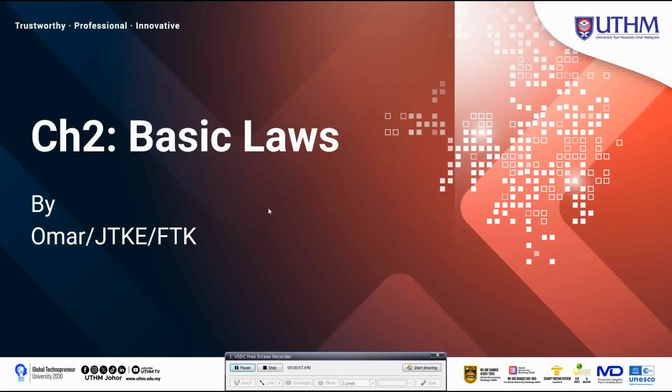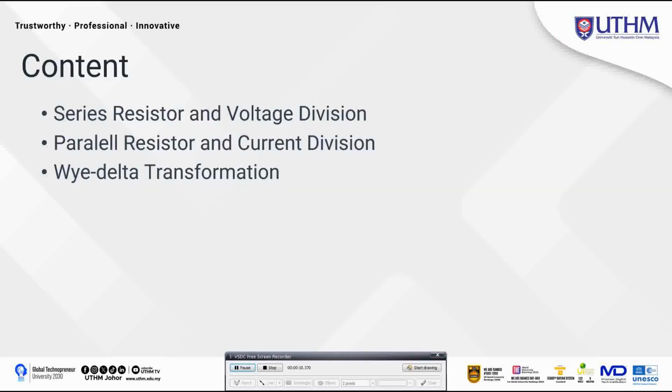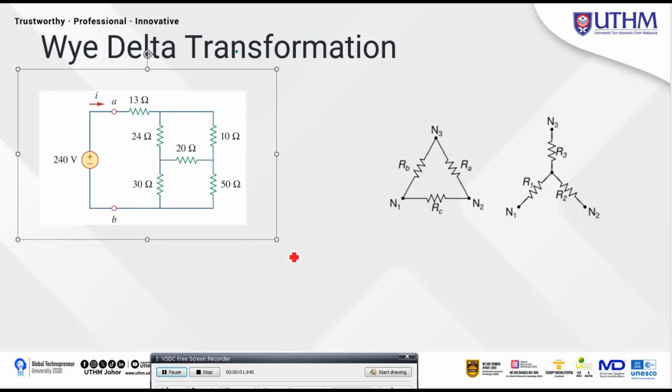Basically, we're going to look into the basic law topic, which is Y delta transformation. Last time we already looked into the series resistor and parallel resistor in order to find the voltage and current in the electrical circuit. But in certain cases, if we face a circuit that can be solved using neither series nor parallel, then we can do the Y delta transformation.